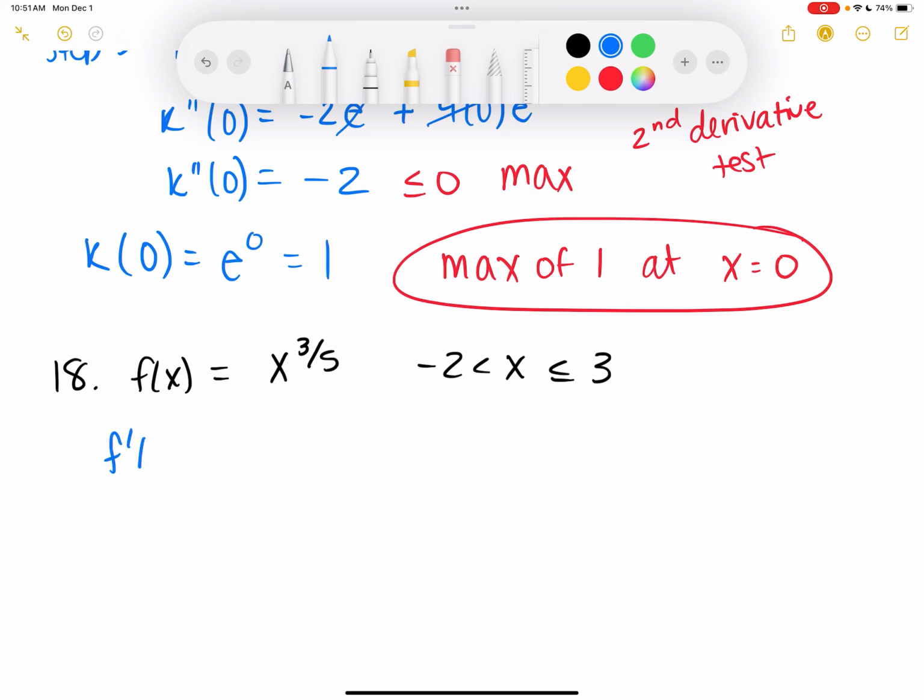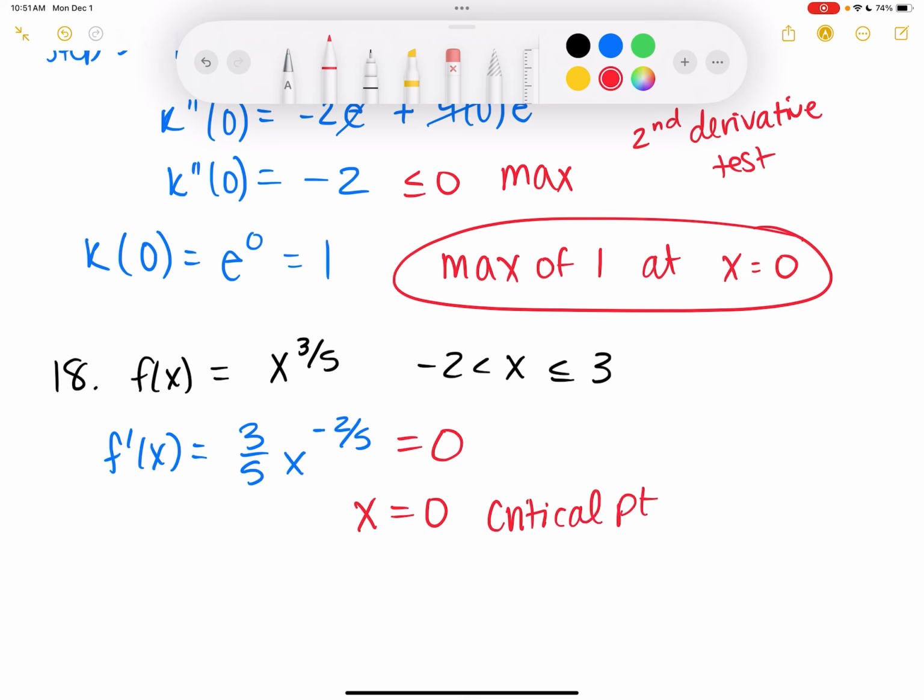So the first derivative would be what? 3/5 x to the negative 2/5. Yep. So we're looking for where that's equal to 0. Where's the only place that's equal to 0? X is 0. Yep. So when x is 0, that's 0. So that means that that's a critical point.